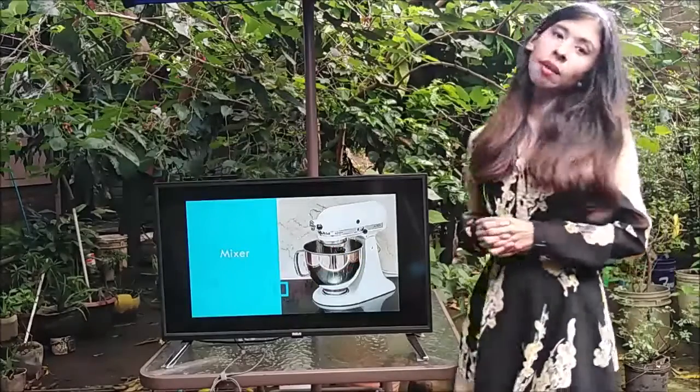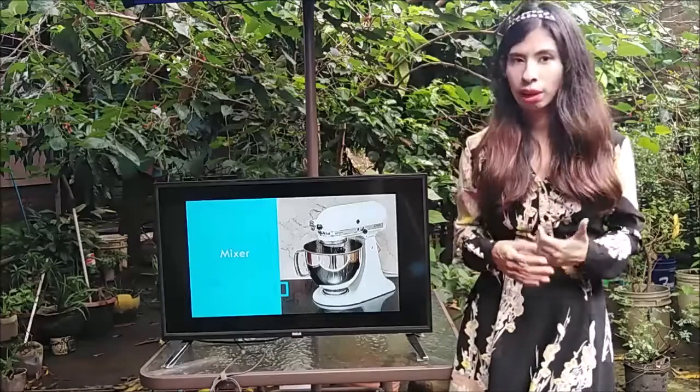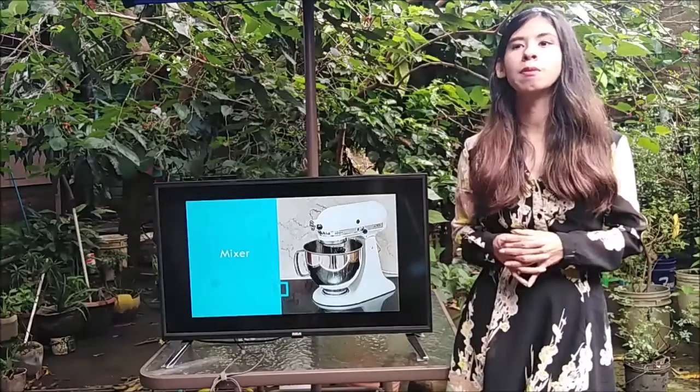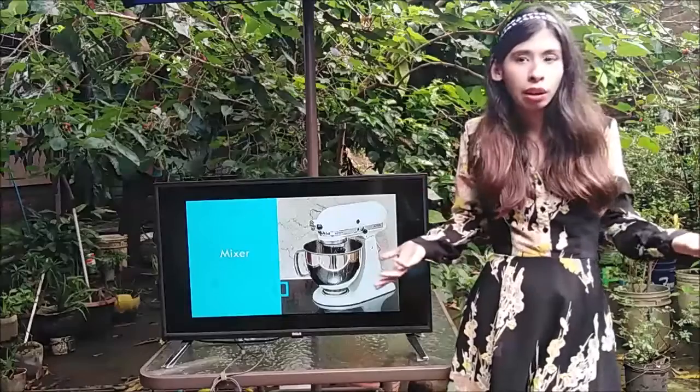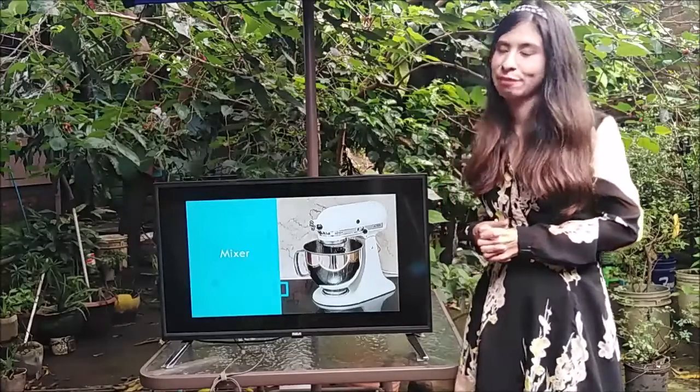Besides the blender, we have the mixer. So the mixer will just combine two different elements. For example, we can combine flour with butter and milk, whenever we are preparing a delicious cake.